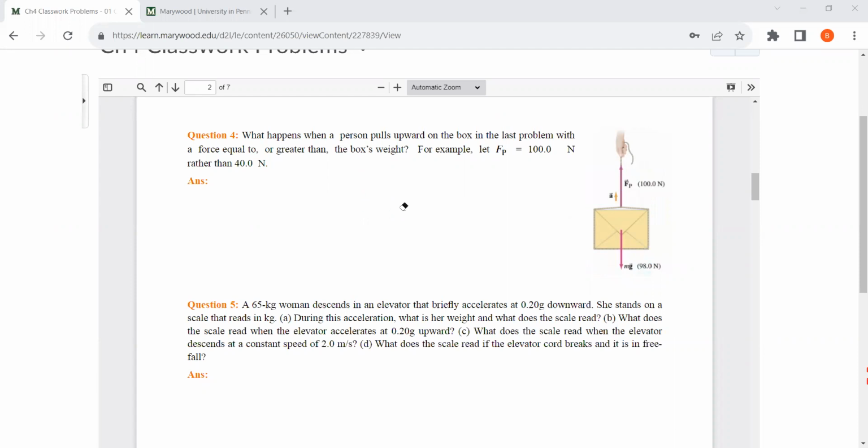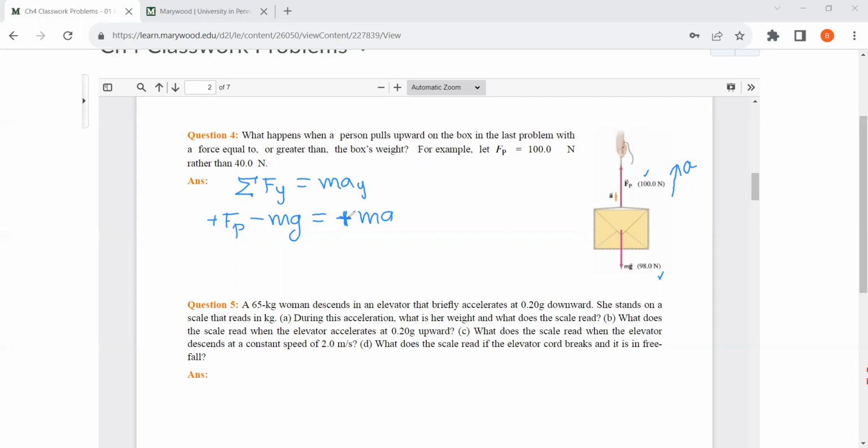Again, the technique is similar. As all the forces are along the y direction, the only thing we need is the y component equation. Because Fp is higher than 98 Newton, if there is some acceleration, it will be upward, right? So Fp upward, mg downward, plus ma. So this plus sign tells us that acceleration is upward.